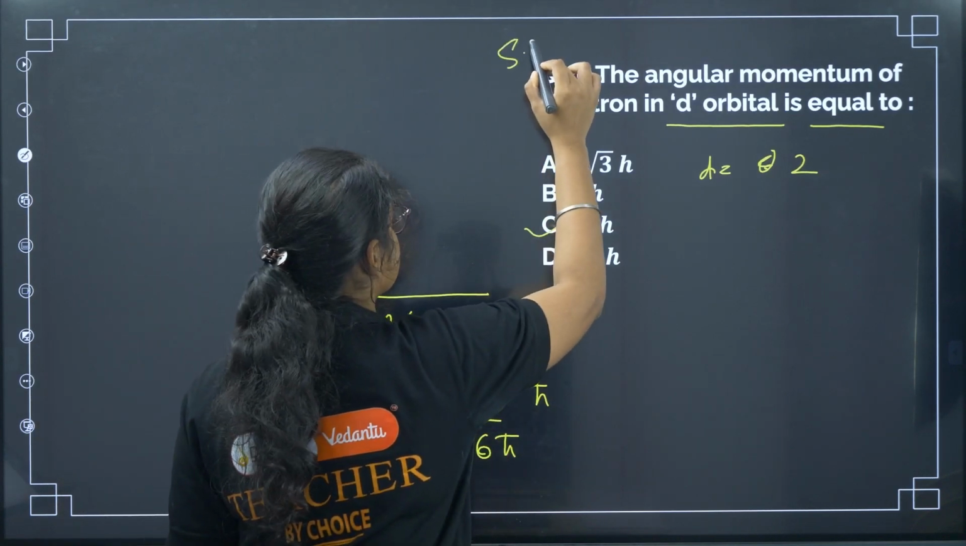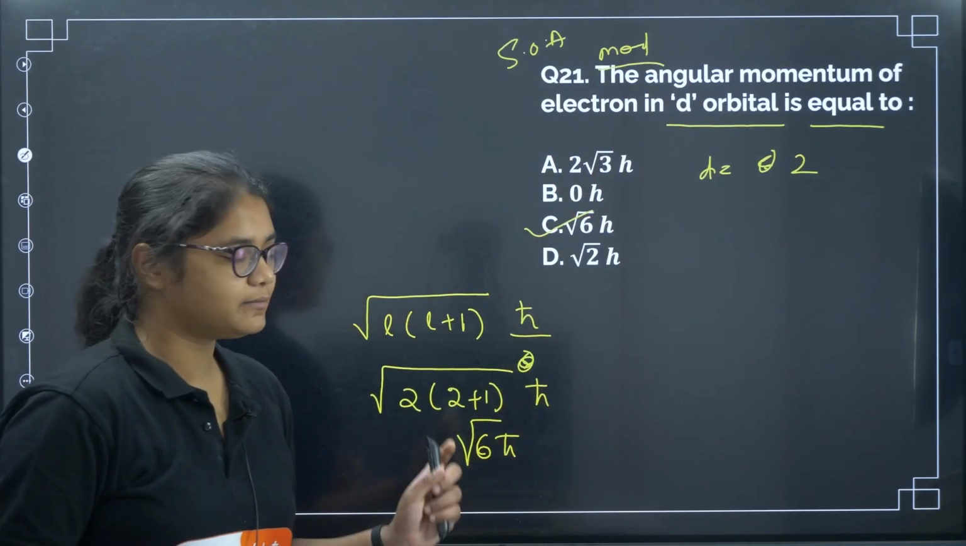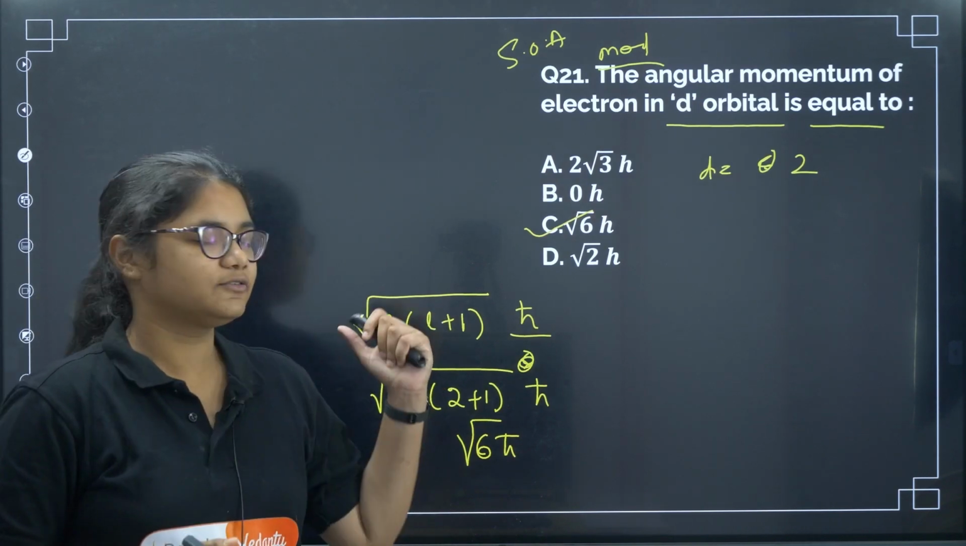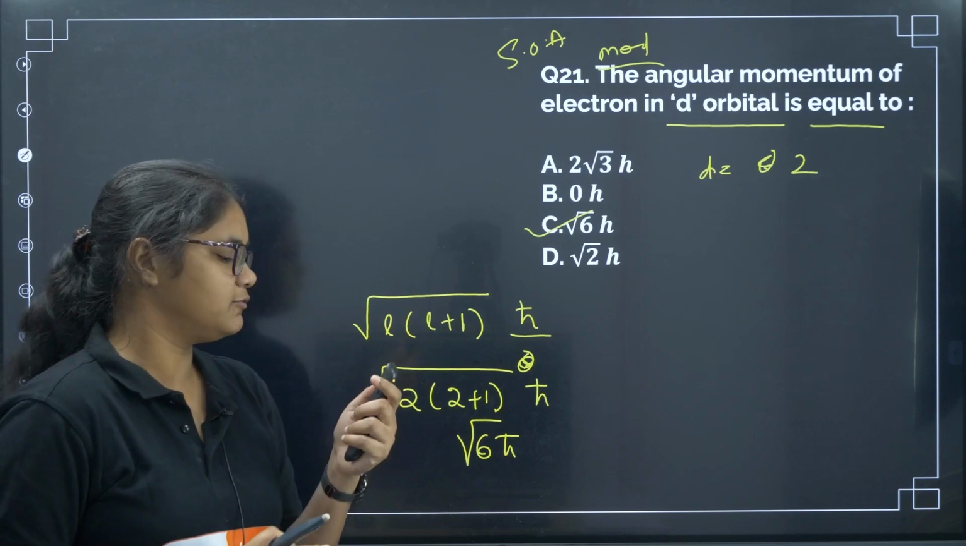So this question was from your structure of atom, a moderate level question, because it is an easy question, but this formula is not very common. So if you know this formula, it is a very easy question, but this formula is a little less common formula.